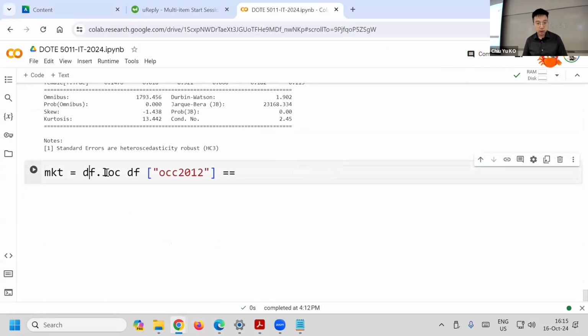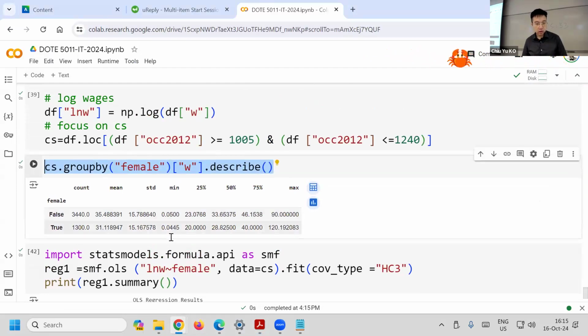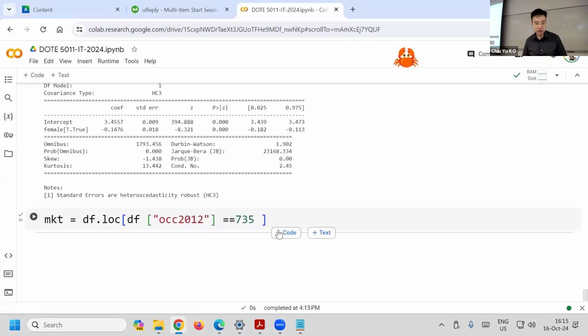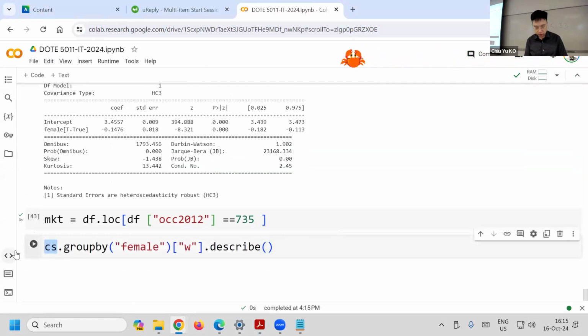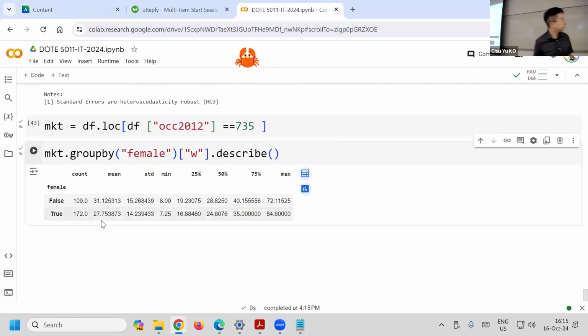Okay. And I have this 735. Am I right? Yes. And again, once you run that, you should probably check how your data looks by looking at MKT.